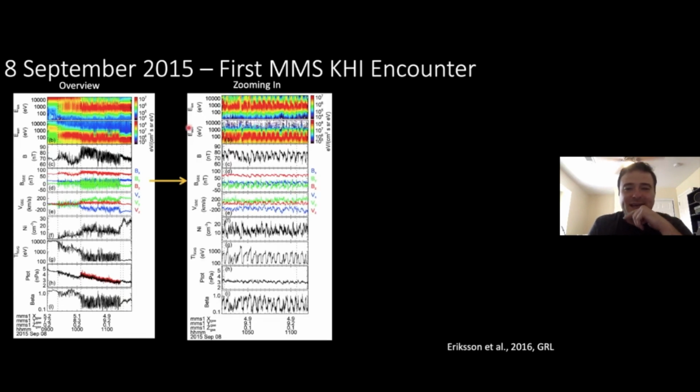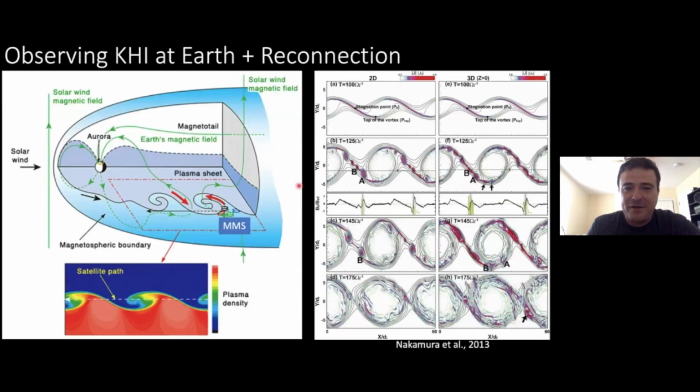So if we zoom in, we can see that we get these periodic crossings of the magnetopause boundary between the magnetosheath and the magnetosphere. And we see these continual reversals in the By component, that normal component. If we go back, that is a signature of those compressed current sheets where we might see reconnection.